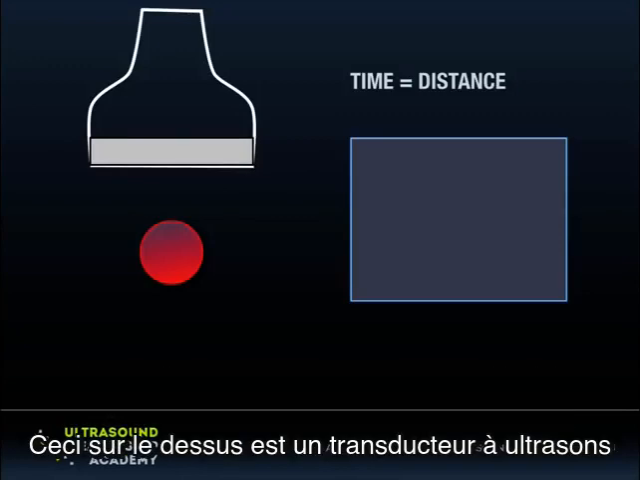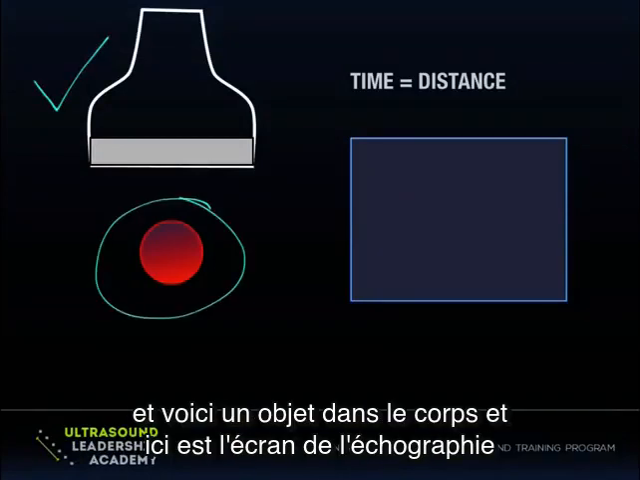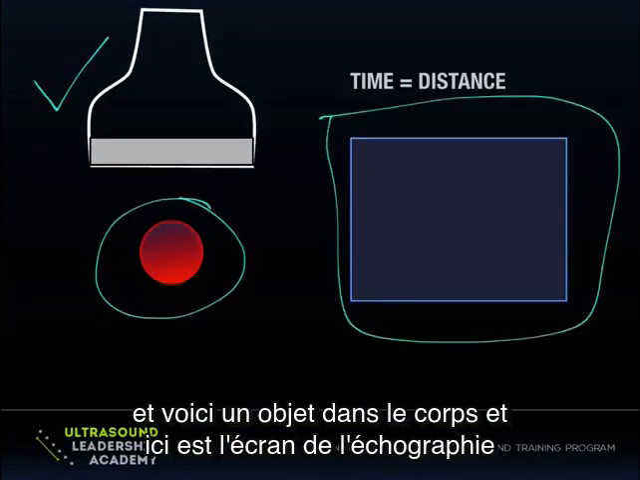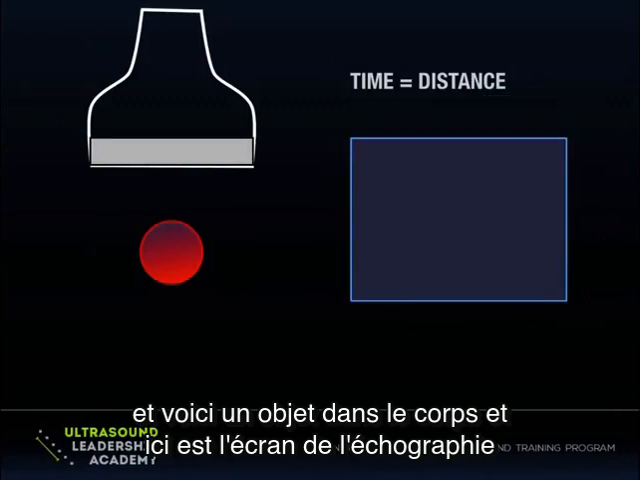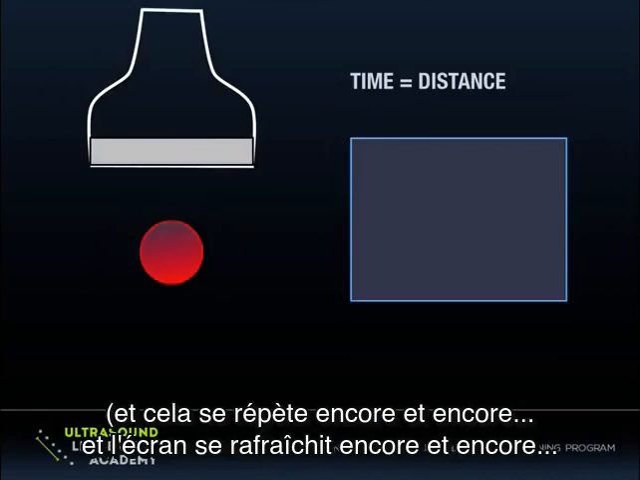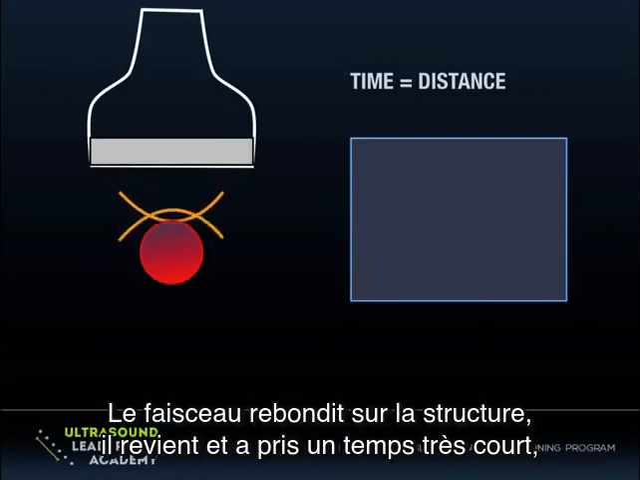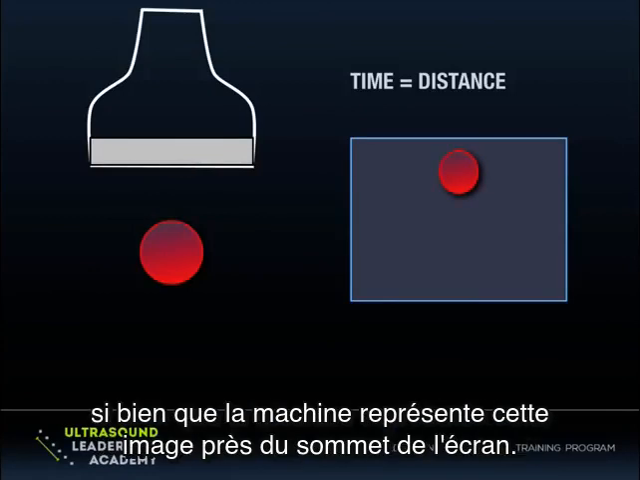So if this on top is an ultrasound transducer, and here's an object in the body, and over here is the ultrasound screen. When the ultrasound beam is turned on, it starts to pulse sound, and this repeats over and over again, refreshes, which is why the images move dynamically, but we'll show you just one pulse and listen cycle. There goes the beam, it bounces off the structure, it comes back, and it took a really short time. So the machine represents that image close to the top of the screen.